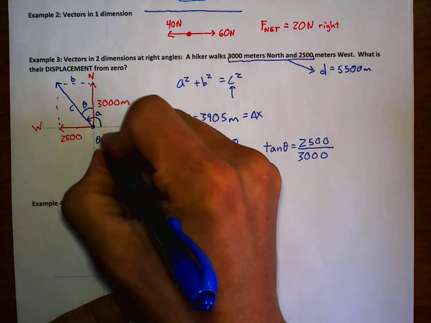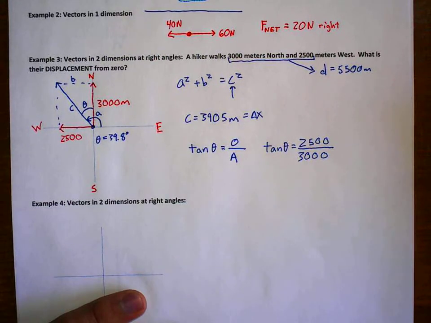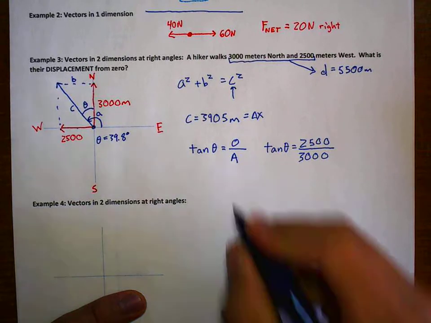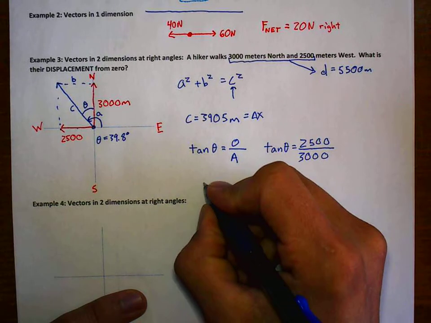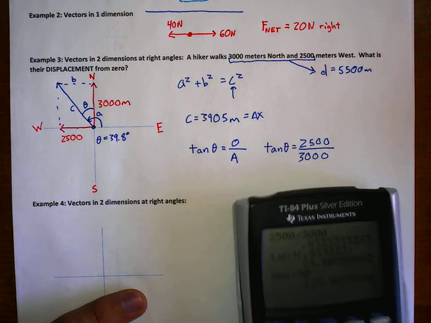Let's go over here to the diagram. Theta equals 39.8 degrees. But what I have to do is add 90 to that, so I'm reporting from 0. So 39.8 plus 90 is going to give me 129.8. We'll round it to 130 degrees.